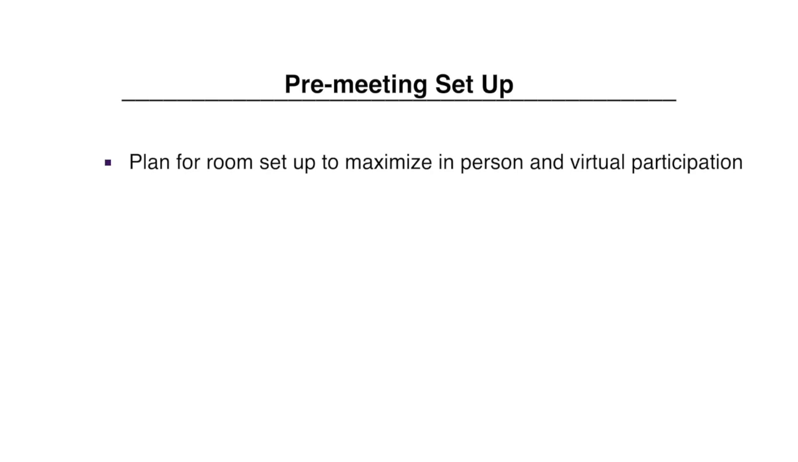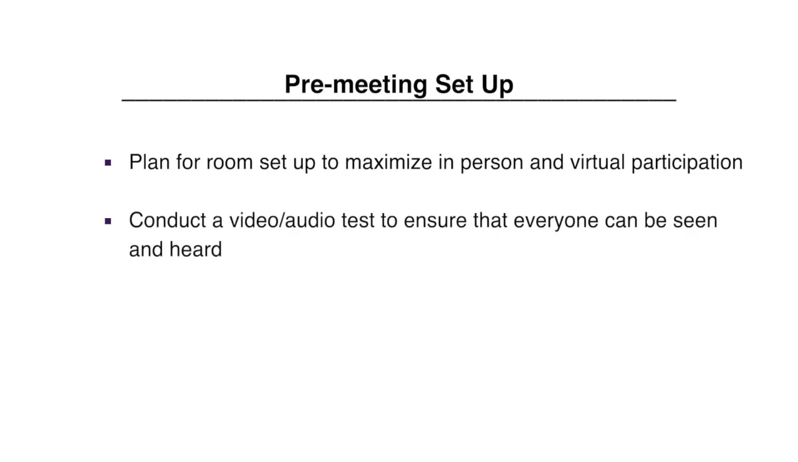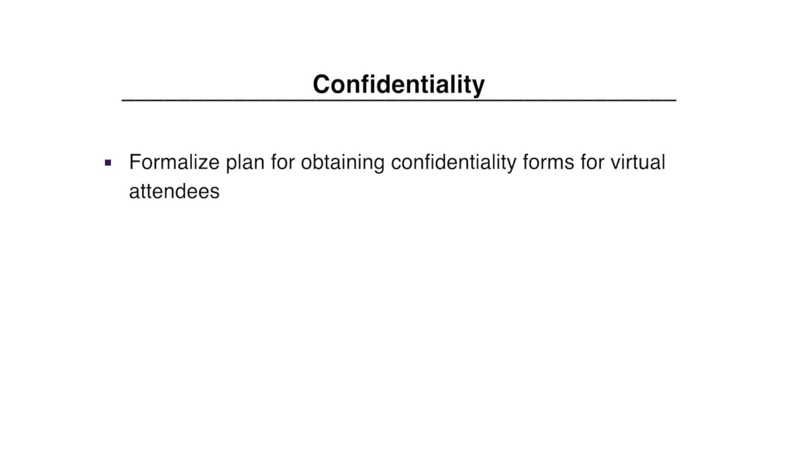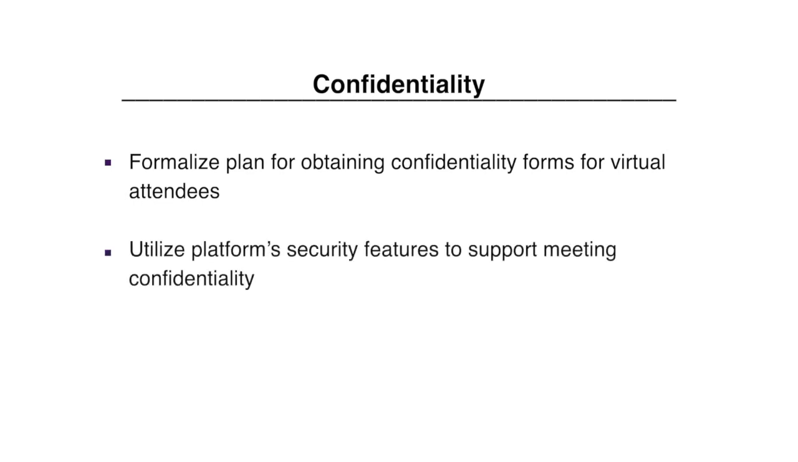Summary: pre-meeting setup. Plan for room setup to maximize in-person and virtual participation. Conduct a video and audio test to ensure that everyone can be seen and heard. Confidentiality. Formalize a plan for obtaining confidentiality forms for virtual attendees. Utilize the platform's security features to support meeting confidentiality.